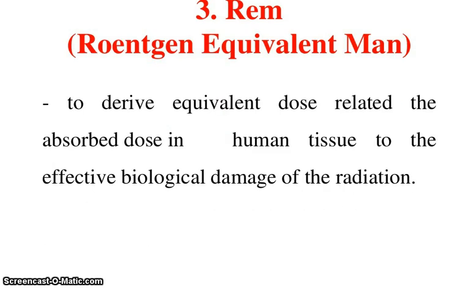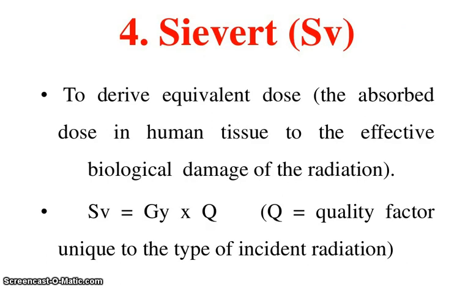Roentgen equivalent man. To derive the equivalent dose, relate the absorbed dose in human tissue to the effective biological damage of the radiation. Sv is equal to Gy into Q, where Q is the quality factor, unique to the type of incident radiations.